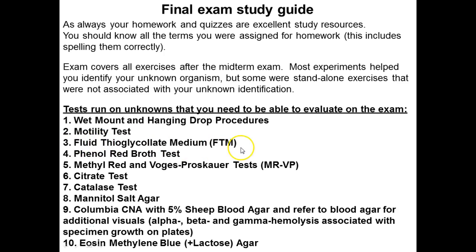The fluid thioglycollate medium helped us determine if your organism could grow anaerobically or not. Your phenol red broth let us know if it fermented or utilized the protein, based on the different colors, and if it produced gas. We ran the methyl red and VP tests, right? These were also fermentation tests. VP had to do with the production of what, though? What did we test for the production of?